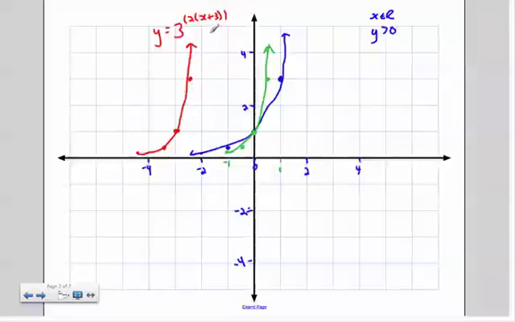Now, the domain and range of this is still the same because it's going to take a really long time, but it will keep opening and opening all the way to the left, or sorry, going all the way to the left and opening all the way to the right, and it's still y greater than 0. That's a very ugly r.